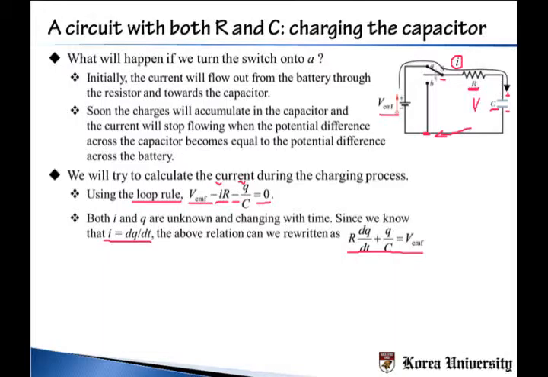V_EMF has moved to the right hand side. Here we have to realize that V_EMF is in fact a constant. It does not change with time. C is also constant, R is also constant. So here we have only one variable. Time is not an independent variable here; time just flows. So we have only one variable we have to find out, which is Q.